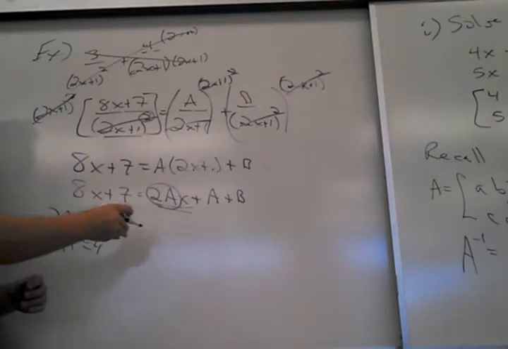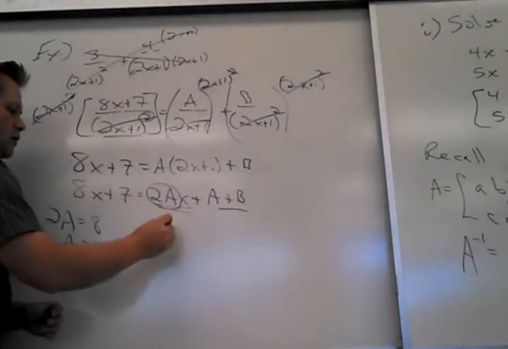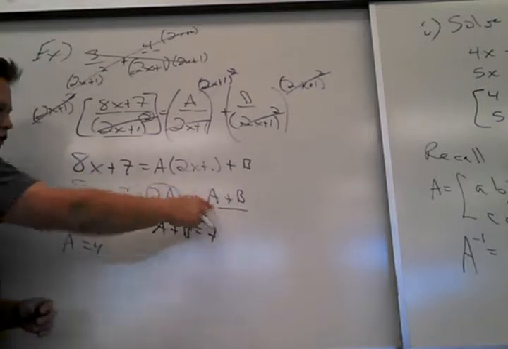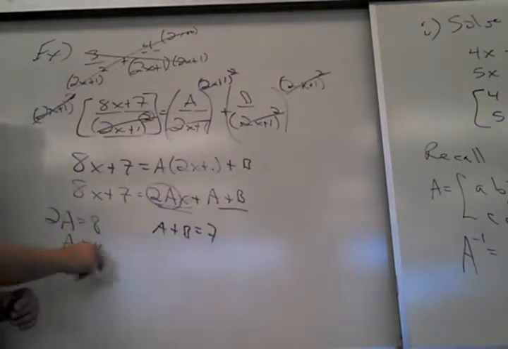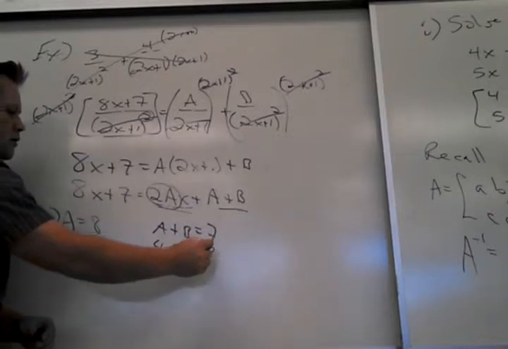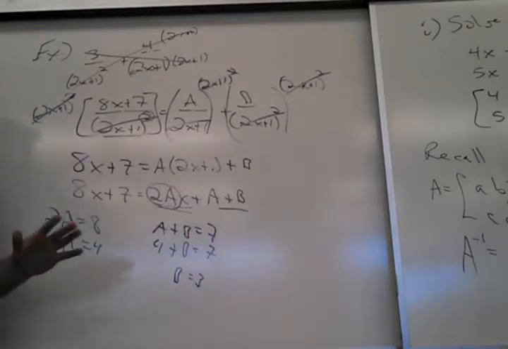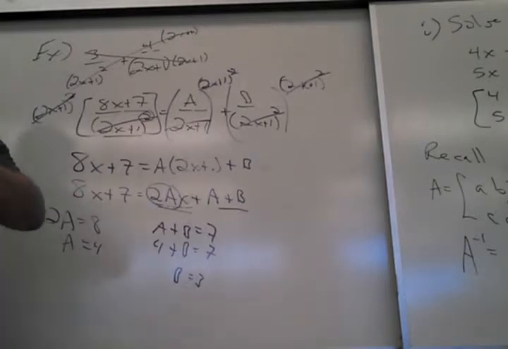So we already knew that. And what's a plus b got to be? 7. Yeah, those are the constants, right? There's no variables on them. Those are the constants. So I know a is 4, so what's b got to be? 3. Alright, so I want you to buy into this idea.